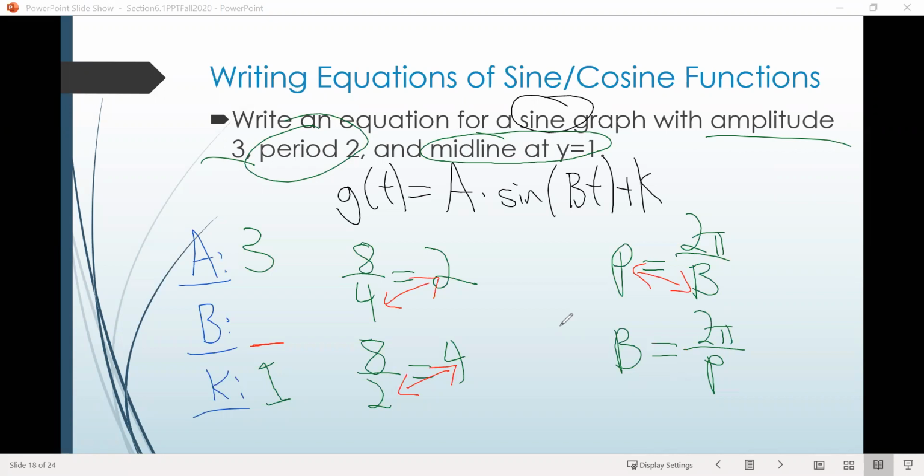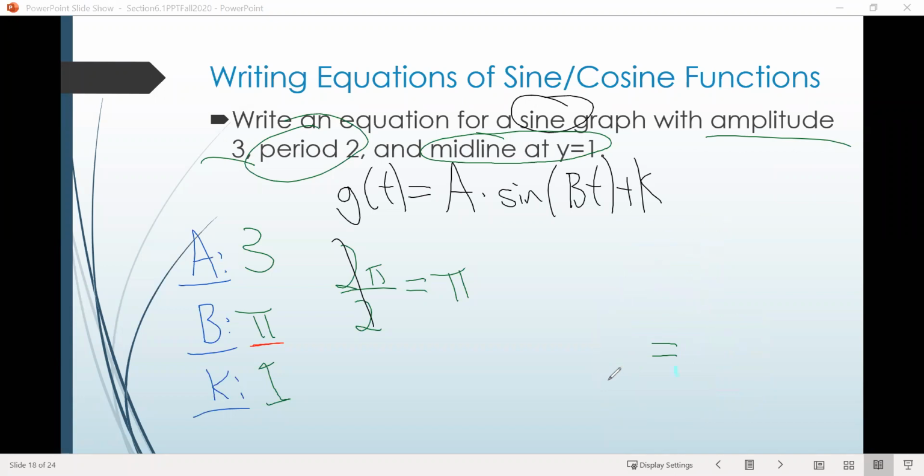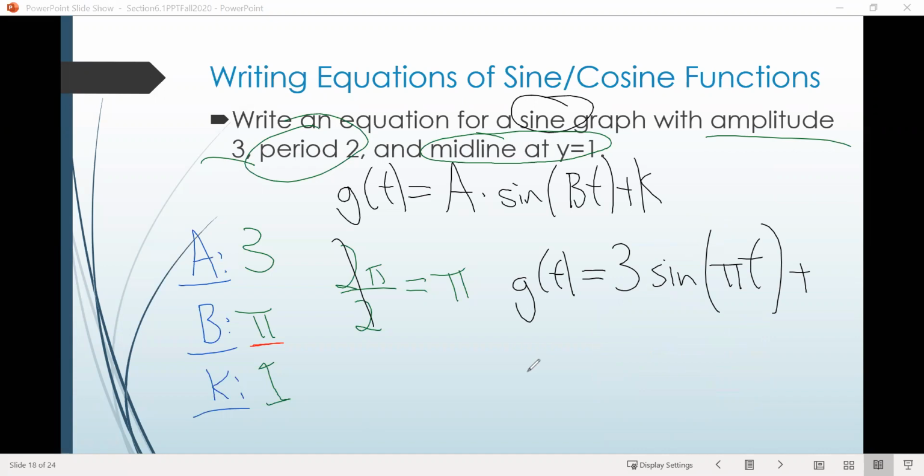So that now gives us a formula for finding b. We have 2 pi divided by the value of the period. So if we do that here, we have 2 pi divided by our period, which is 2. Here the 2's cancel out, and we're just left with pi. So the value for b is pi. And now we can go ahead and write our equation then. So we will have g of t equals the value for a, which is 3, times sine of the value for b, which we came out as pi, plus the value for k, which is 1.